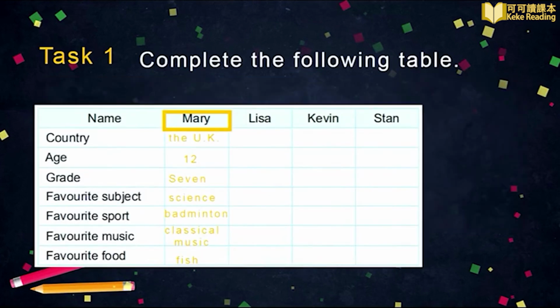We can complete Mary's information in the table now. Country, the UK. Age, 12. Grade, 7. Favorite subject, science. Favorite sport, badminton. Favorite music, classical music, and favorite food, fish.